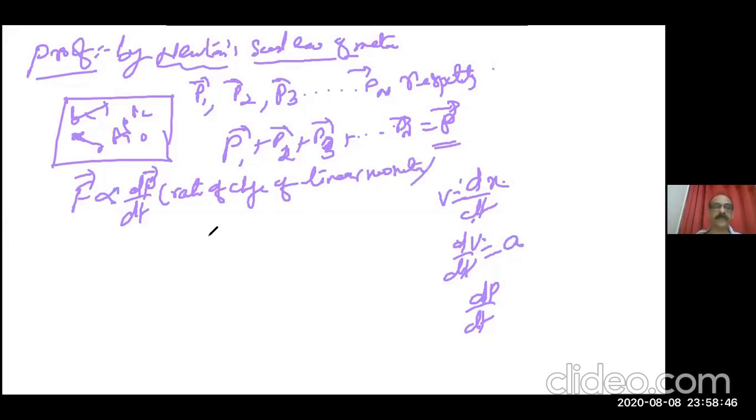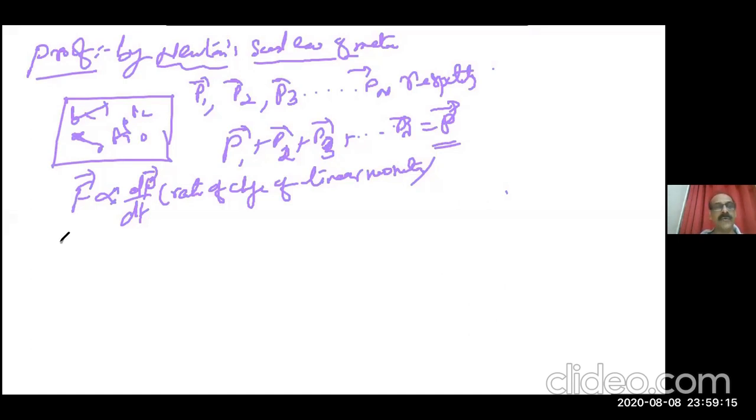Okay? Right now. F is directly proportional to d by dt of p. The meaning of this statement, d by dt means rate of change. So examples I have given: rate of change of position, rate of change of velocity, rate of change of linear momentum, like that. So F is directly proportional to rate of change of linear momentum.